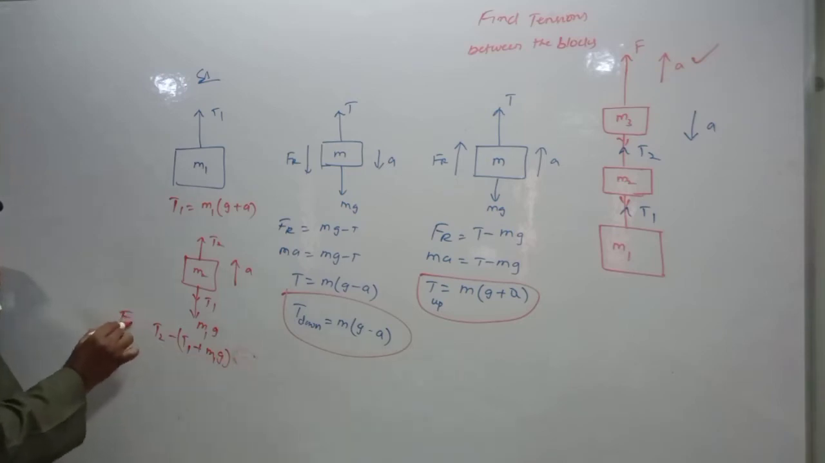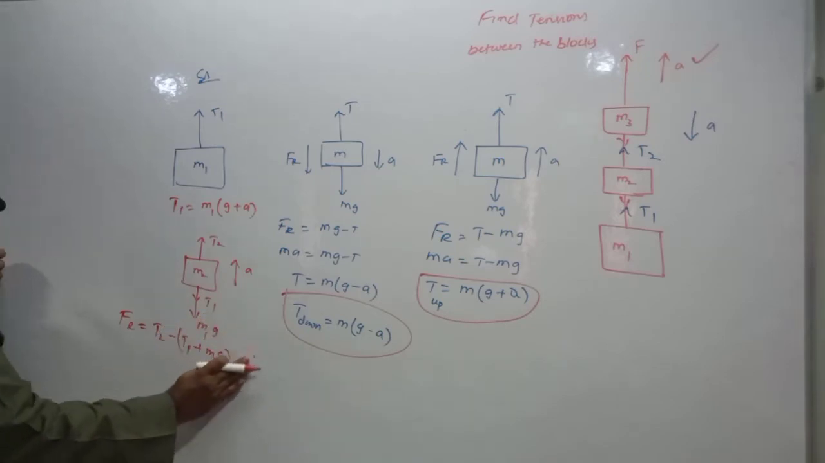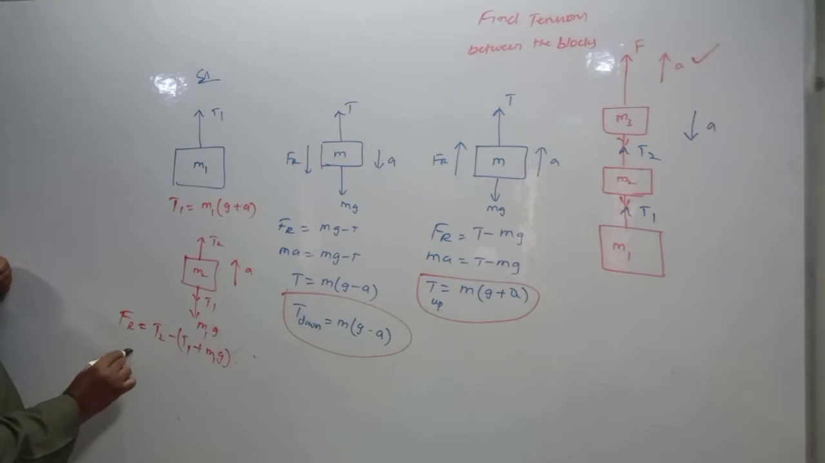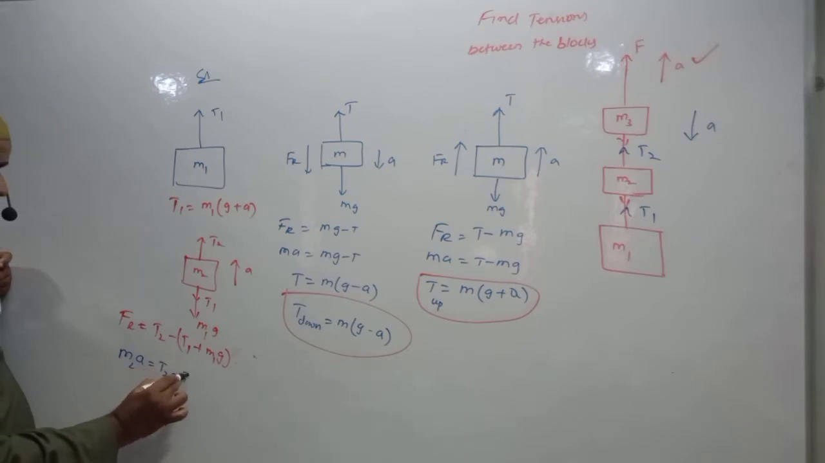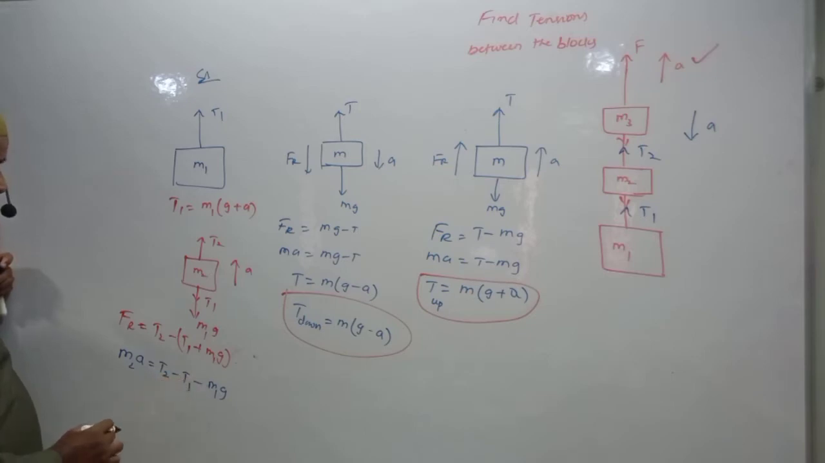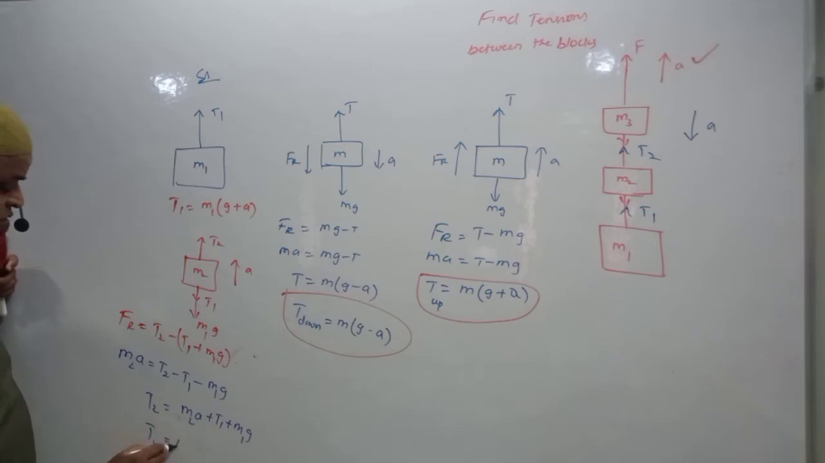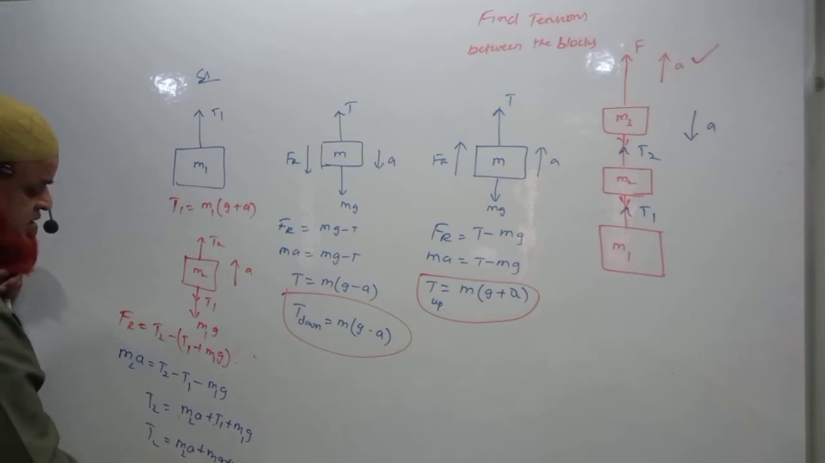What is this? The resultant force, upward it is going. So dominating force minus less dominating force. You can write like this. So the next step you can write here is, FR is equal to, FR is how much here? M2 into a, which is equal to T2 minus T1 minus M1 into g. Okay? So T1 here, M1 into g. Then what is T2 here now? T2 is equal to M2a plus T1 plus M1g. Therefore, T2 is equal to M2a. What is T1 now? T1 is nothing but what we have got here, M1 into g plus M1 into a, plus M1 into g, is it?